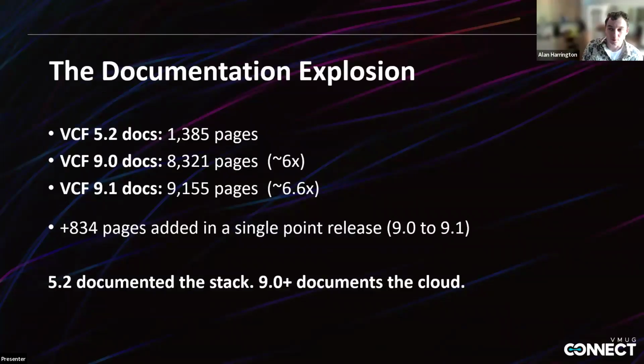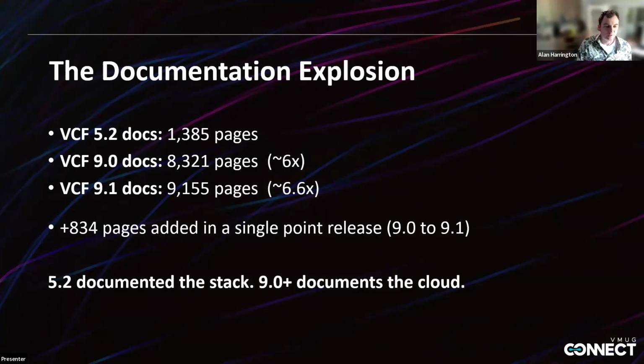With that, of course, comes a lot of different documentation. The documentation is absolutely crazy. VCF 5.2 was 1,400 pages roughly. 9.0 is, as you can see, 8,300 pages. And 9.1 is roughly 9,100 pages. That is a 6.6x increase in document sizes.